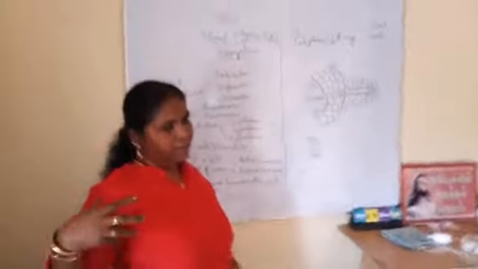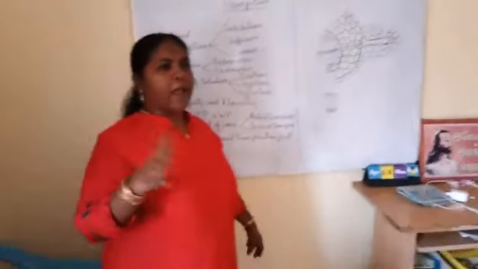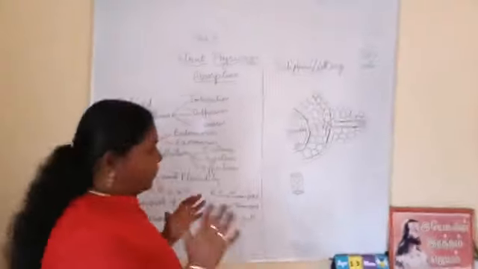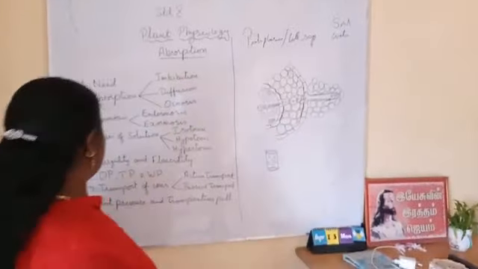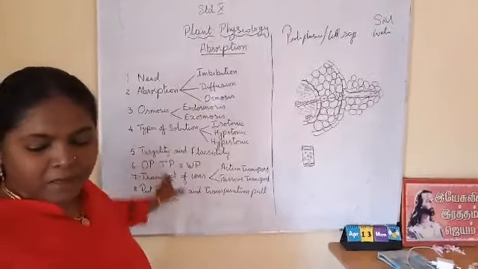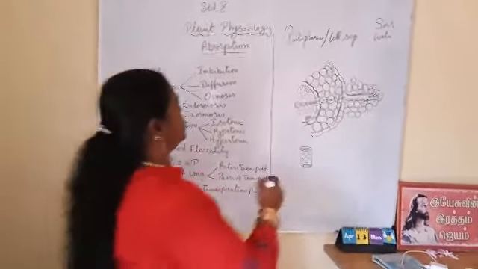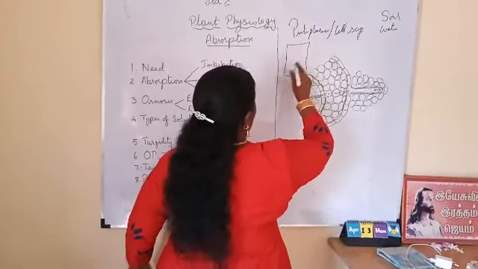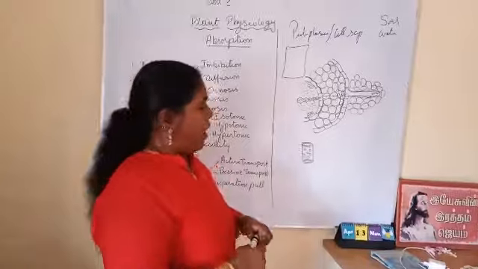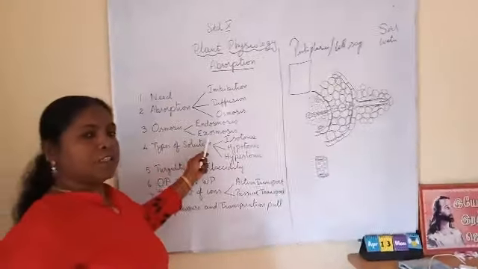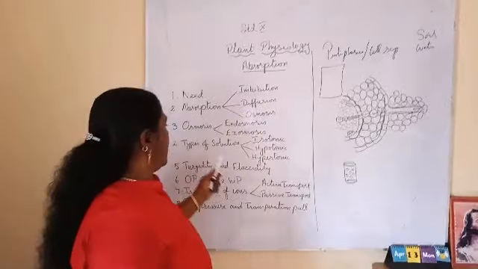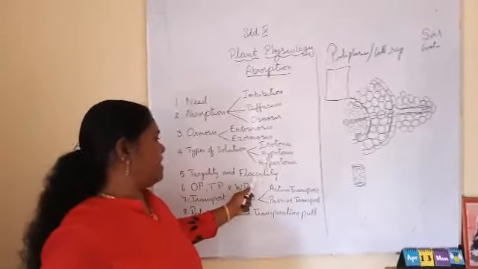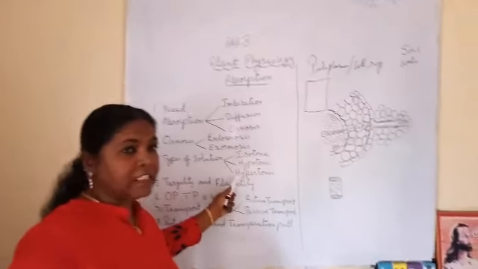When endosmosis takes place, the water enters into the cell more and more. What happens? The cell becomes turgid. That is turgidity. More and more water enters into the cell, and the cell will bulge. And if the water comes out, exosmosis, if the water comes out of the cell, the cell will become flaccid. It attains flaccidity.